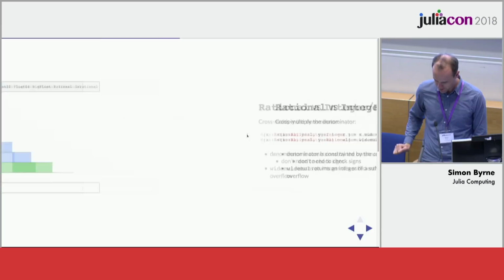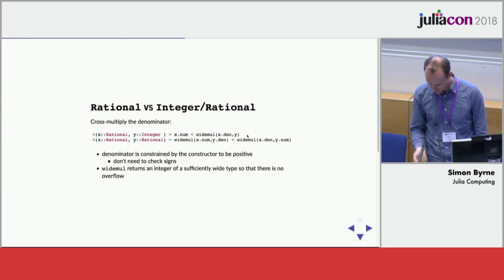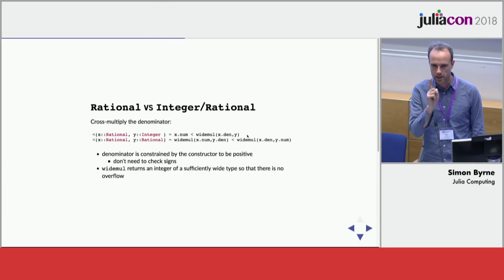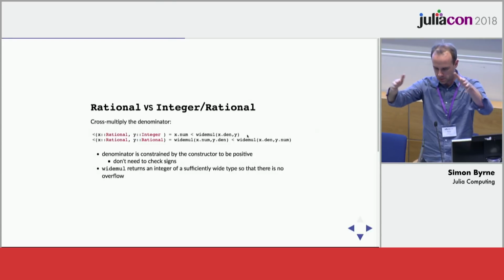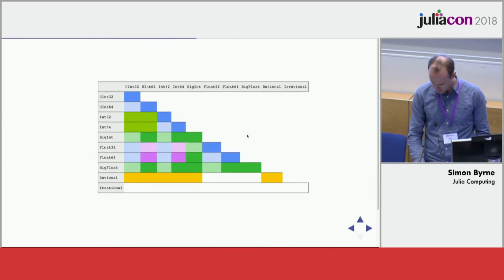Now into rationals. Rational versus integer, we can just do cross multiplication. We don't need to check signs because the denominator is always positive, and wide mul gives us a large enough integer, so if you multiply two integers, it just promotes to a large enough integer type. So that fills in that bit.